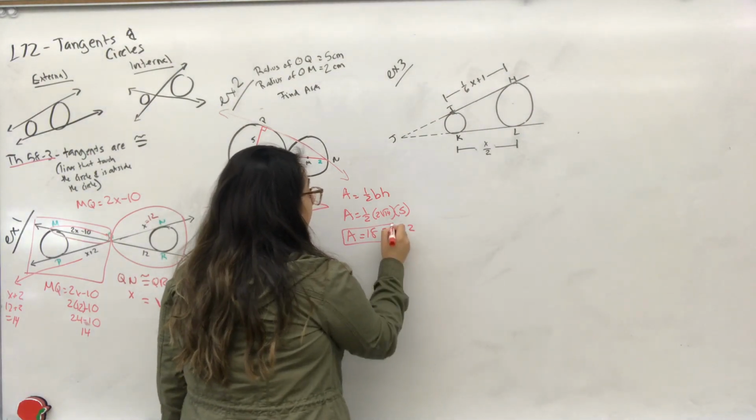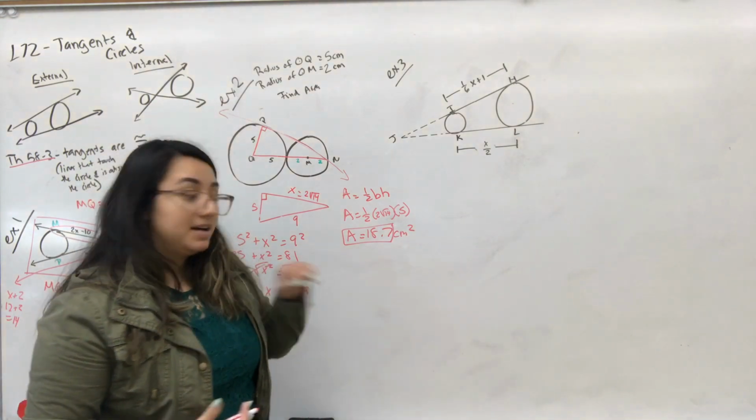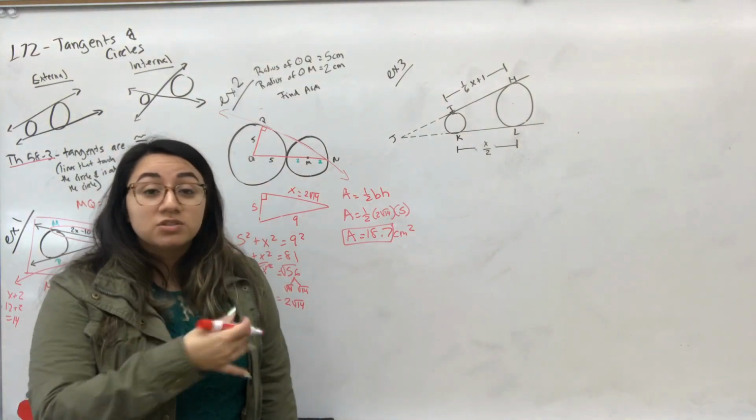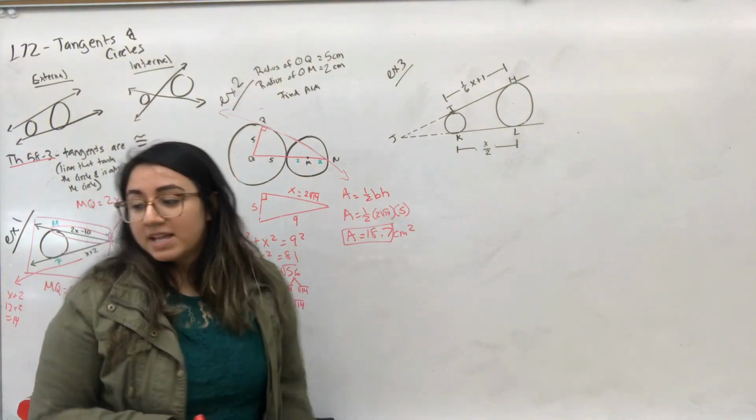Again, for your homework, make sure you're only writing the number. Do not put cm, do not put cm squared. It messes up. I have to go back and change it. I do look at all the answers. It's just easier to put the answer in number form.